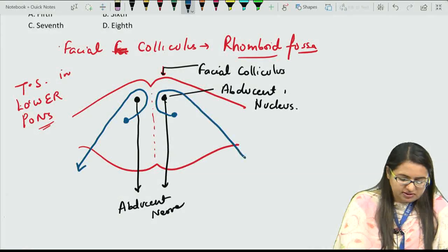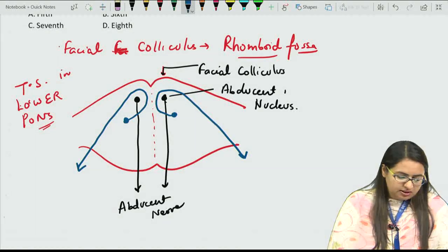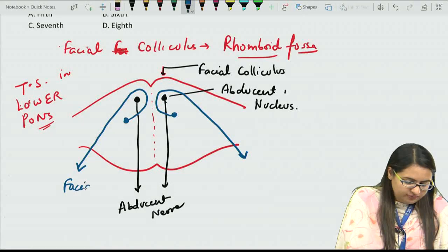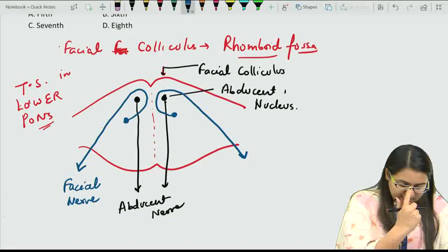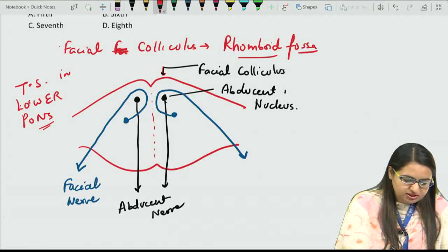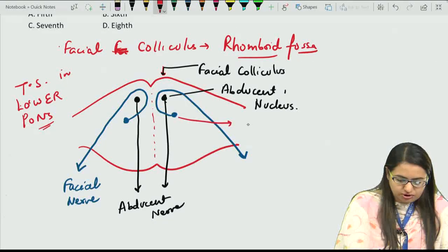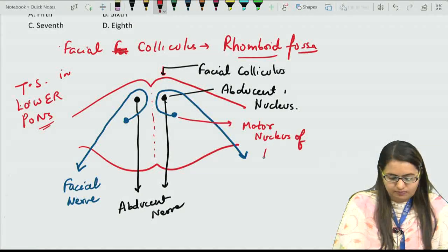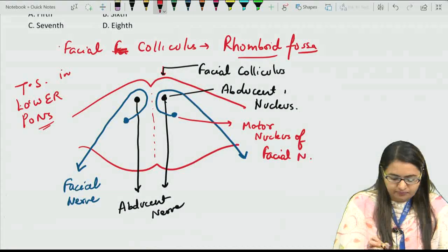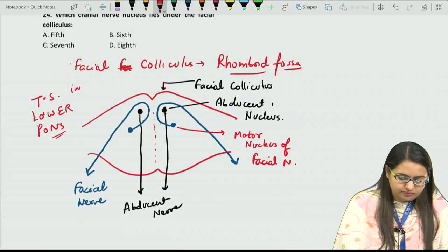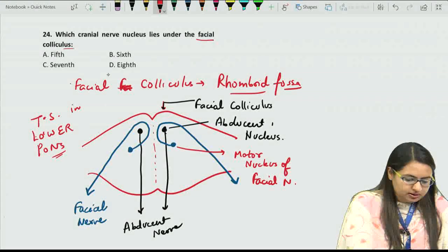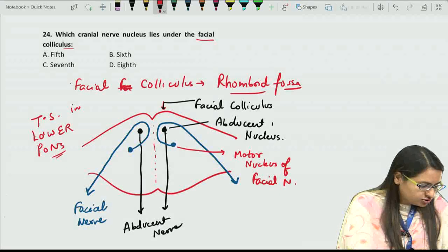And when they take a turn like this over the abducent nucleus, they lead to a prominence known as the facial colliculus. So this nerve is the facial nerve, and the nucleus present over here is the motor nucleus of the facial nerve. So the answer for this question is: beneath the facial colliculus we have the abducent nucleus, and the answer will be B.